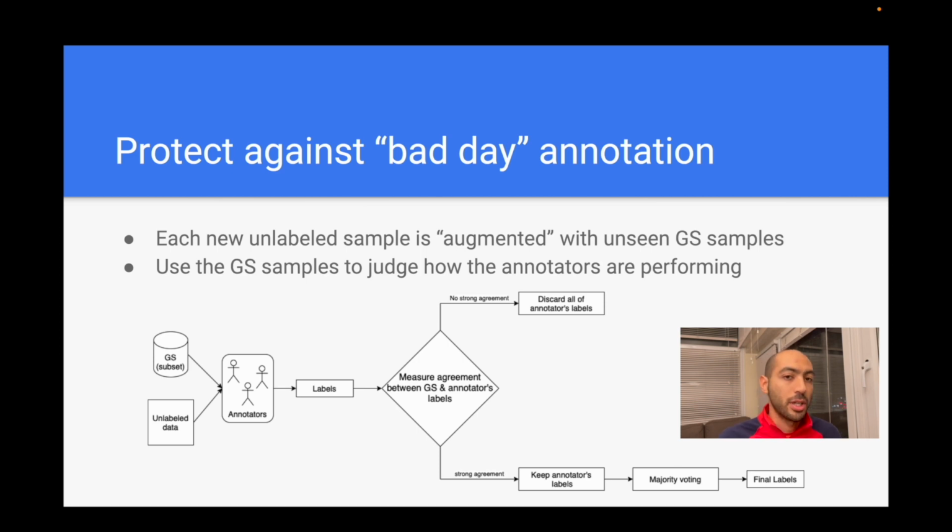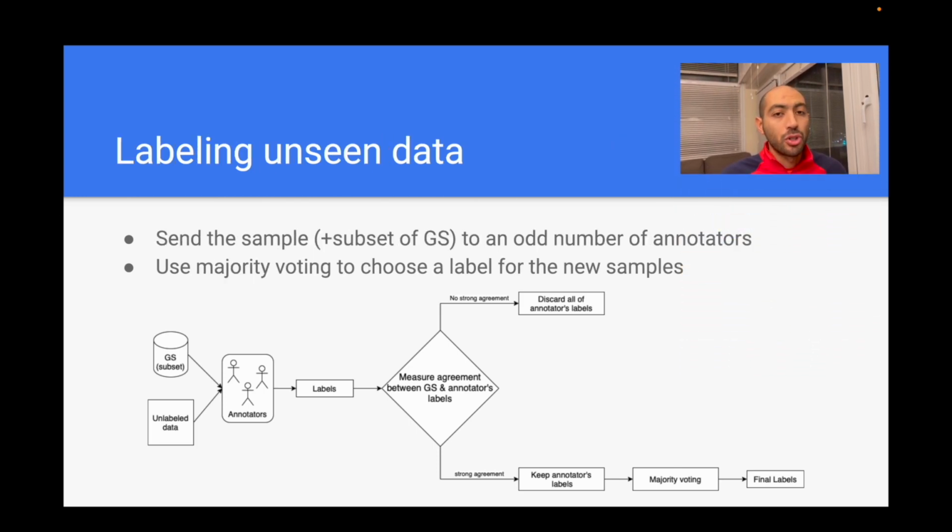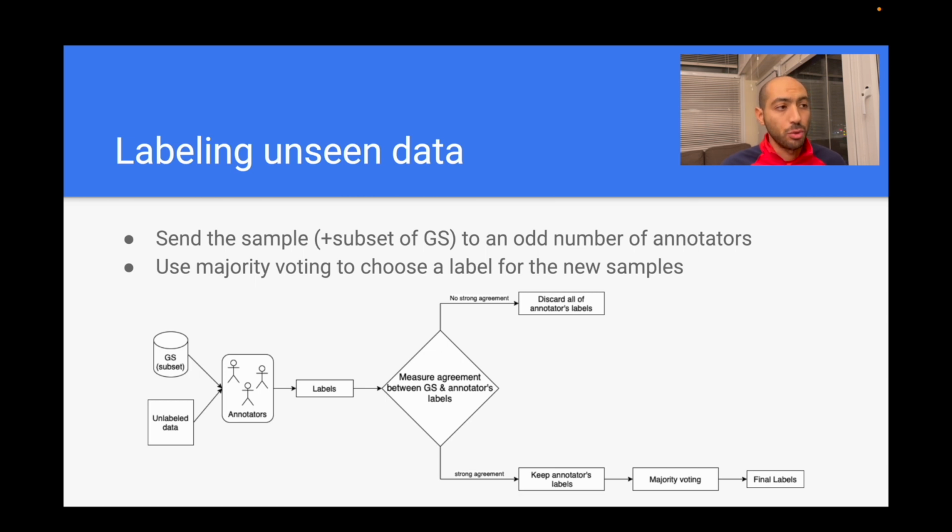Remember, all of these annotators have already been trained, so we know that they know the process. It is just that we don't trust their annotations, or rather it is good practice to not trust any annotations and to build processes to catch mislabeled data. So moving on, we want to start labeling unseen data. Like I said, we send the sample plus a subset of golden standard to an odd number of annotators. An odd number of annotators makes it easy to judge later which label should be assigned to a sample, because we can use something as simple as majority voting.